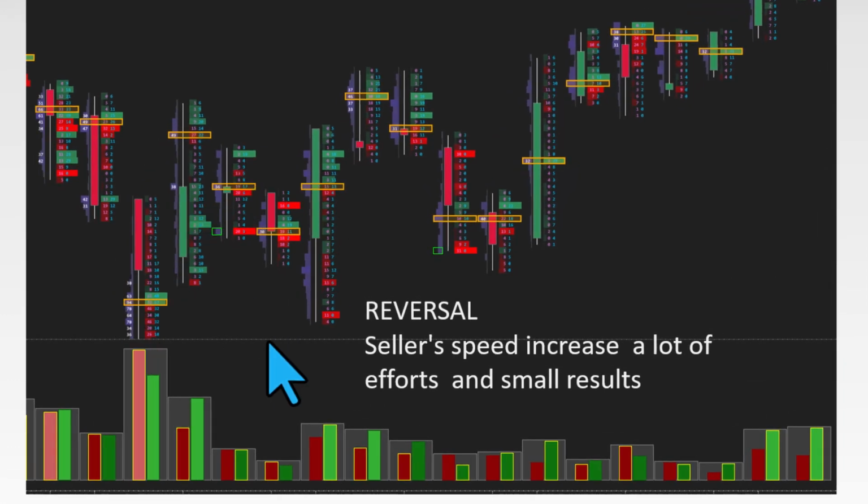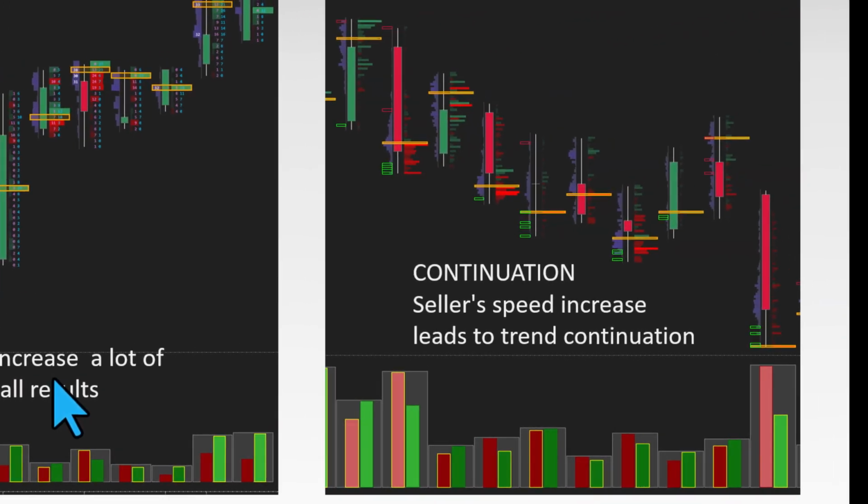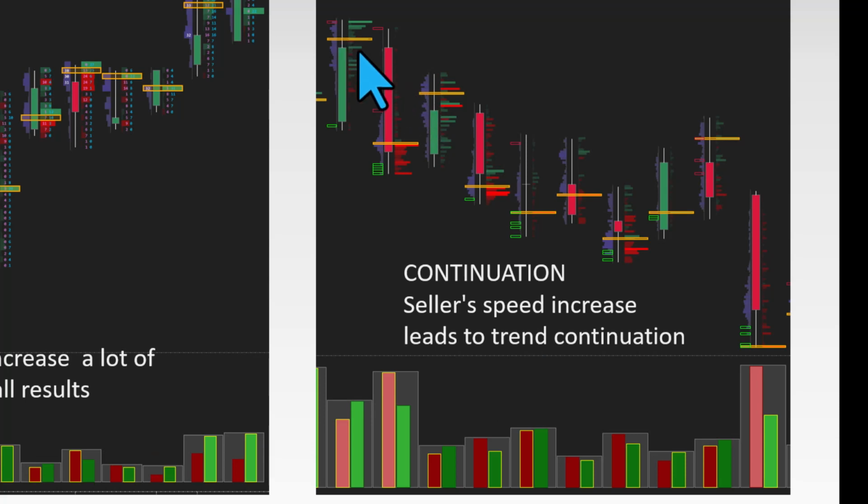This is an example for reversal, because the sellers increase their speed and they are very desperate to sell in this candle. But it resulted in the price moving upwards, because right after that the buyers step in and increase their speed of buying. So reversal happens when the sellers' speed increases, meaning they use a lot of effort, but the results are very insignificant.